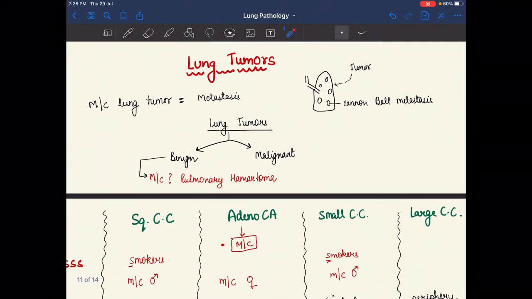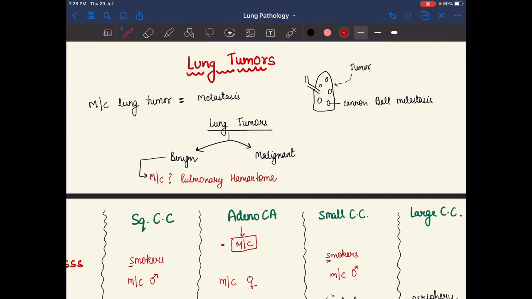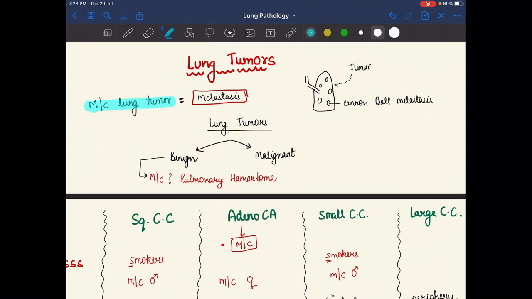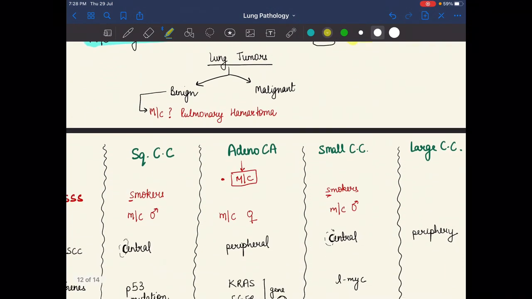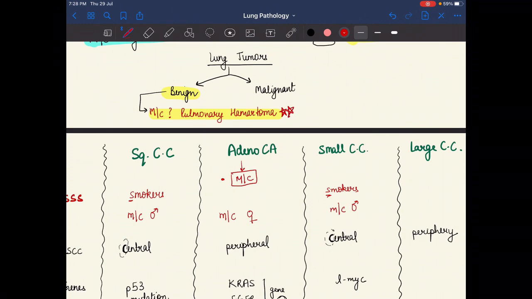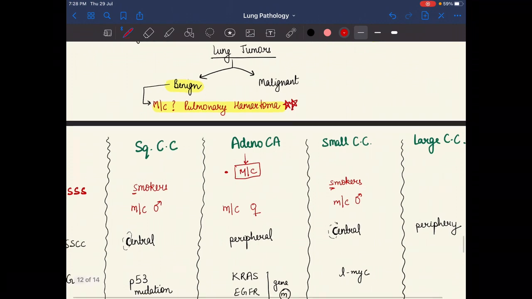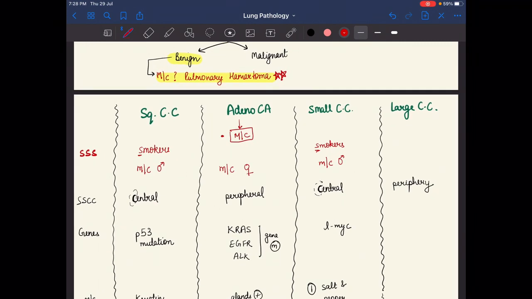After the infections we move to lung tumors. The most common lung tumor is metastasis. Please remember the most common lung tumor is metastasis, and in this we see cannonball metastasis. Lung tumors can be benign or malignant. The most common benign lung tumor is pulmonary hamartoma. Please remember that, and then we discuss the malignant ones.